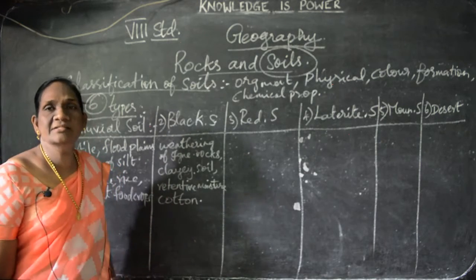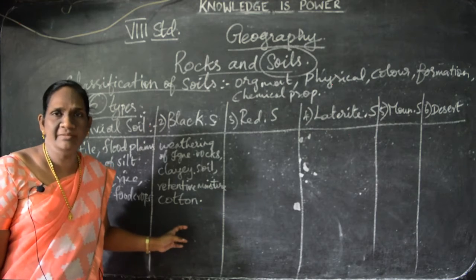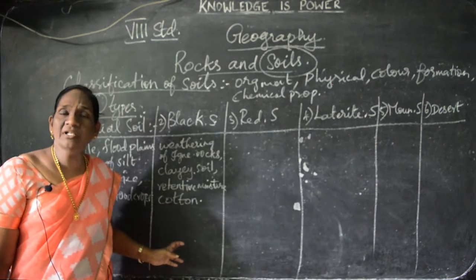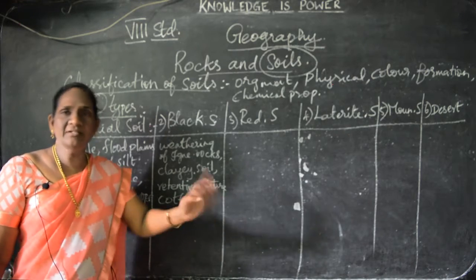Understand? And it is very much useful for the cultivation of cotton. Okay, so this black soil is called the black cotton soil.